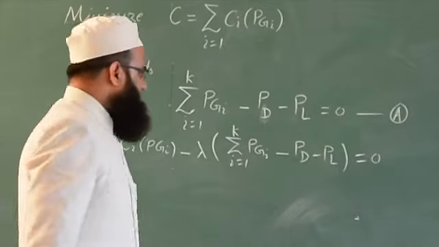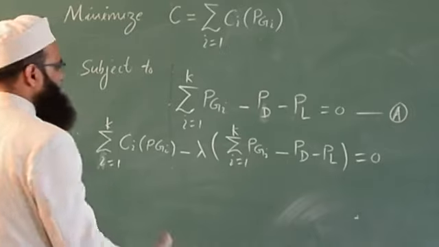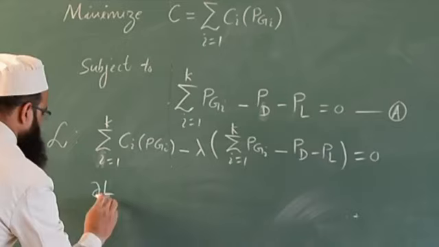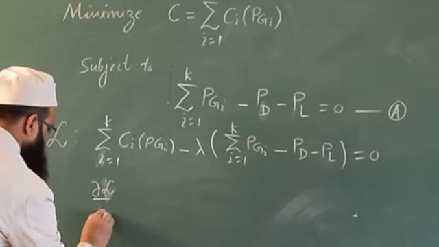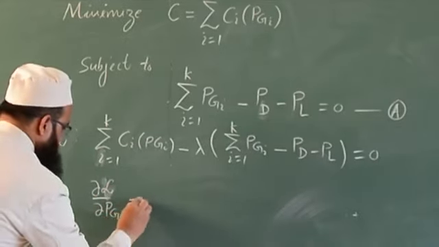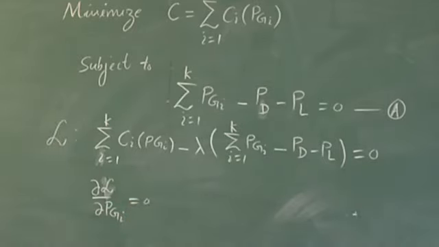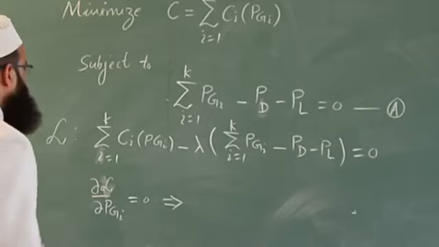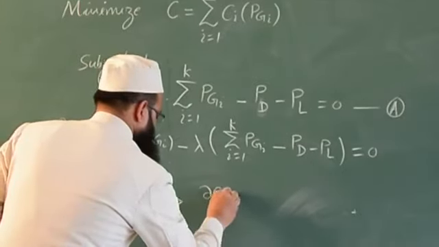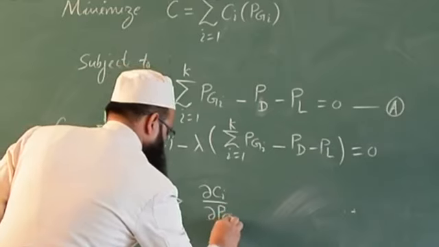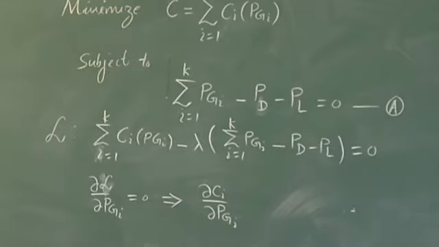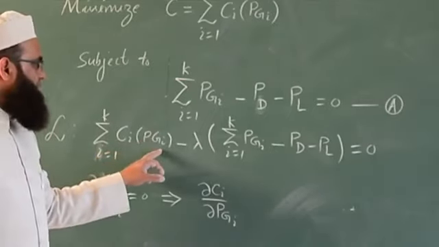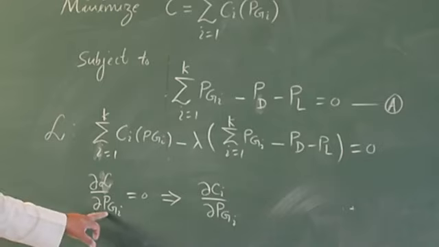So for the necessary and sufficient condition for the optimal solution, we may write del L upon del PGi is equal to 0. This is the necessary condition. This implies del Ci upon del PGi, because this is C1, C2, C3, so only Ci will depend on PGi, because we are differentiating with respect to PGi.